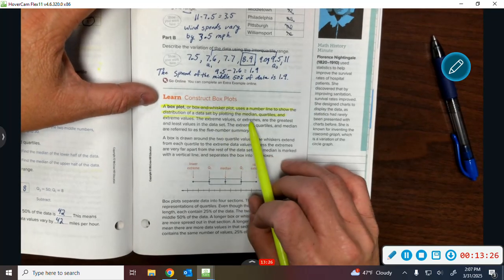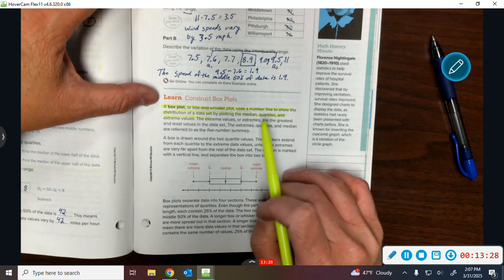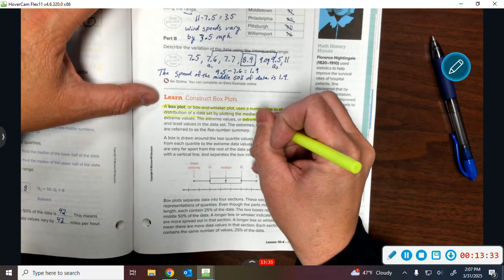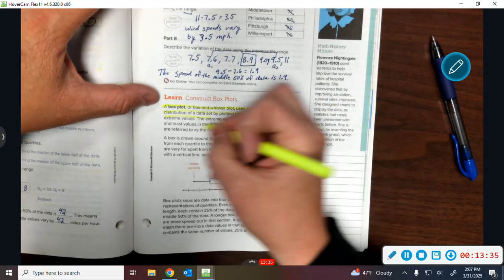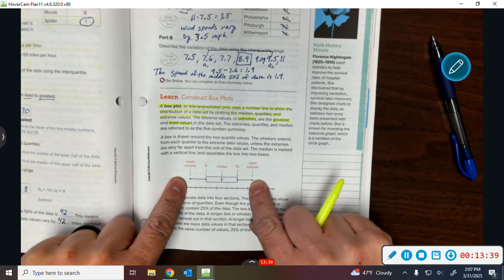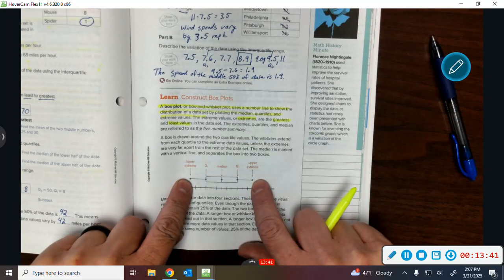The extreme values, or extremes, are the greatest and least values in the data set. Okay? So I'm going to highlight that. Extremes are the greatest and least. That's the end of the box and whisker. Lowest number, highest number.